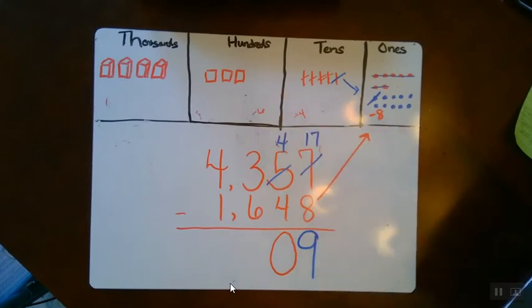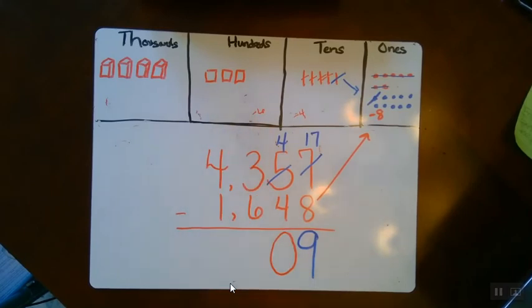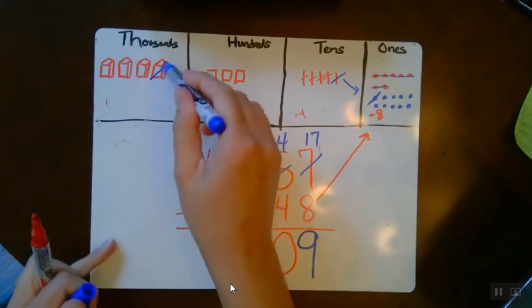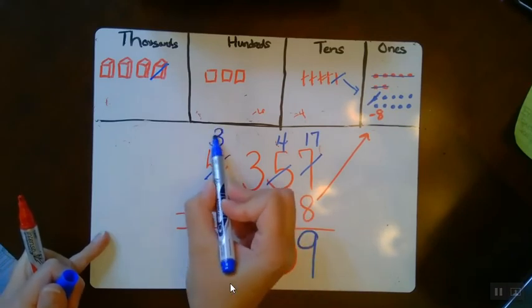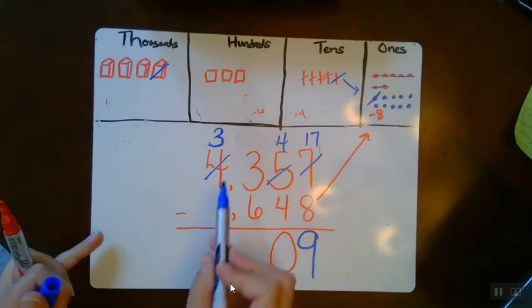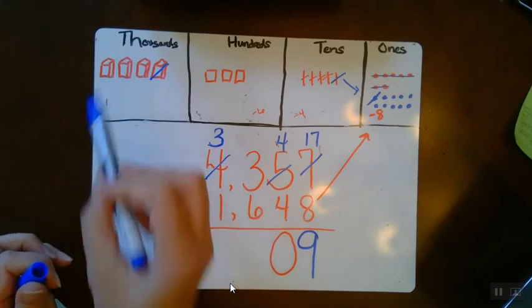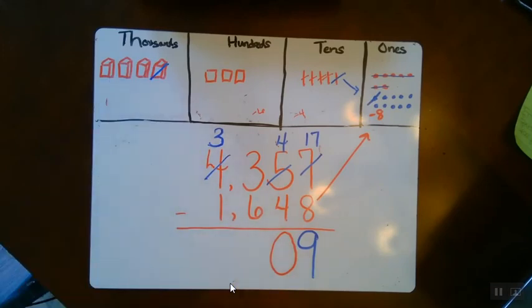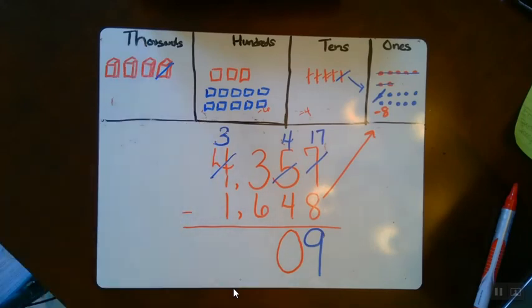Problem. I need to take 6 away, but I only have 3 hundreds. So I am going to have to go over to my thousands place and take a thousands cube away, which means now I only have 3,000 left. That's why I'm crossing out that 4 and I'm writing a 3 because I'm taking 1,000 away and I'm left with 3,000. That means I'm now going to take that 1,000 cube and I'm going to break it into 10 hundreds. Again, the magic that I produce.